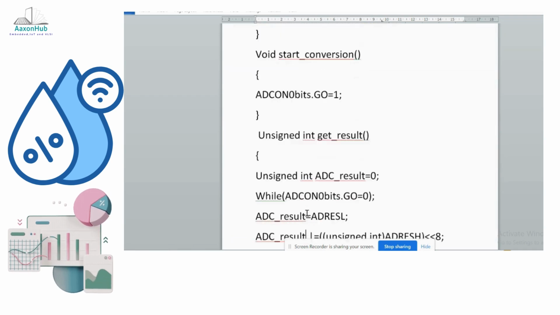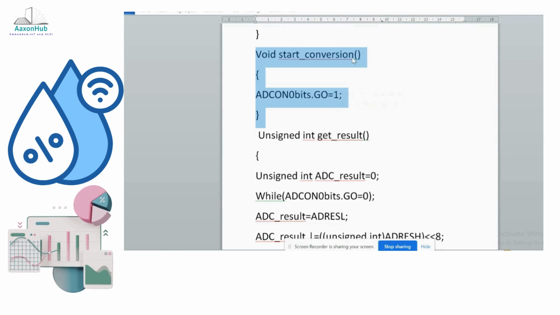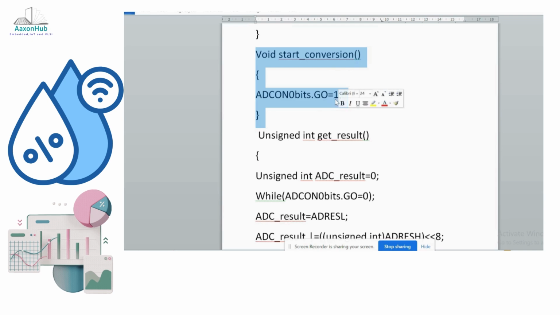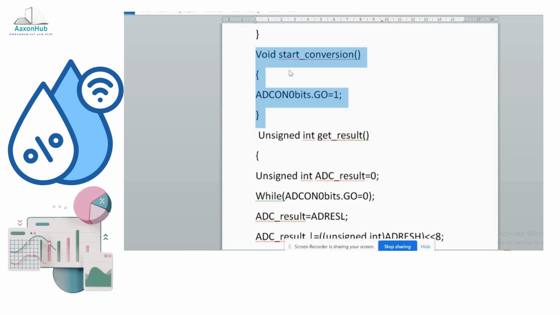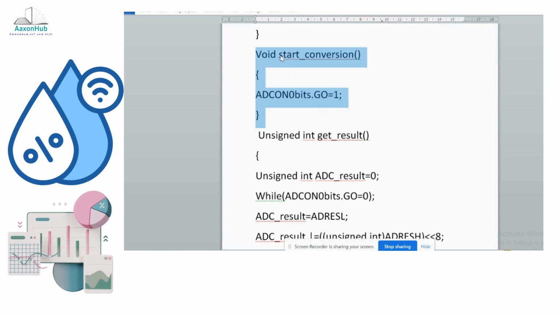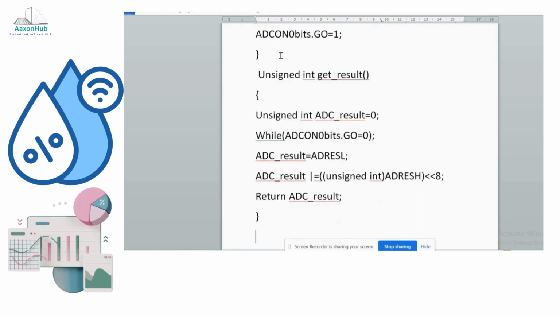Now for the start of conversion, you need to write one more function, start conversion. Start conversion is nothing but setting the GO bit to 1, and the GO bit is part of the ADCON0 register. That's why you will write ADCON0bits.GO = 1. This way you can assign the start conversion value for this ADC converter.